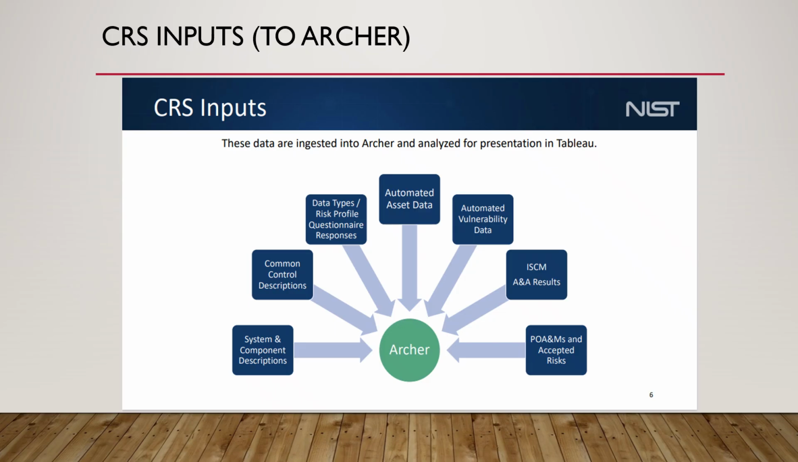Here is a slide of the inputs to their solution, which go to the system known as Archer. Archer is used to prioritize security and privacy control assessments, manage A&A and significant change schedules, where A&A is assessment and authorization, track accepted risks and POA&M milestones, where POA&M stands for Plan of Action and Milestones, generate security and privacy documentation, and provide compliance and vulnerability scan results in near real time.